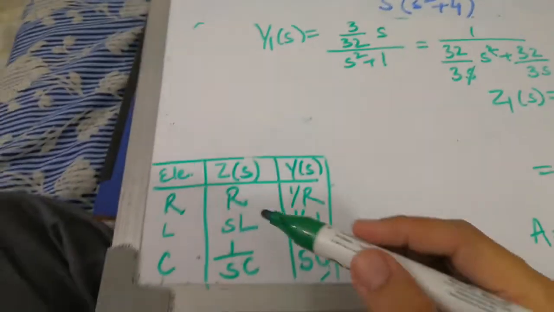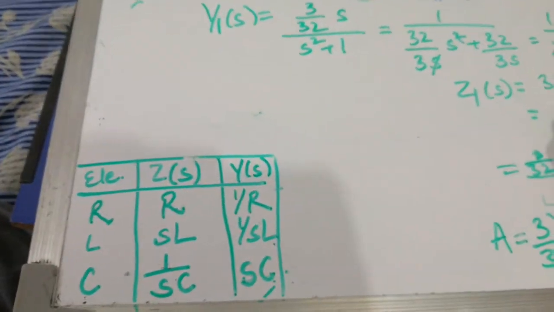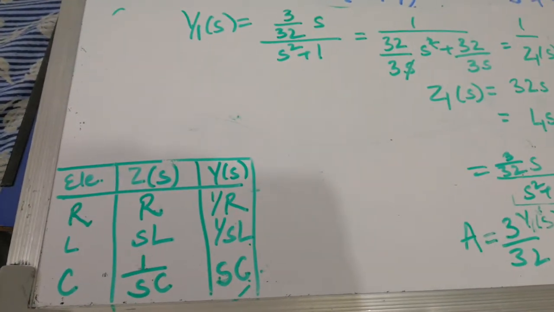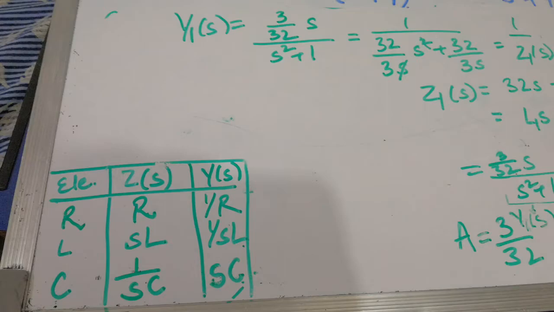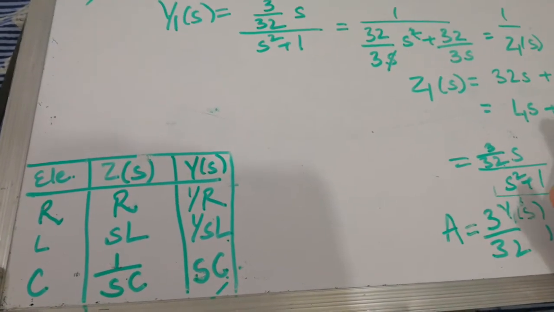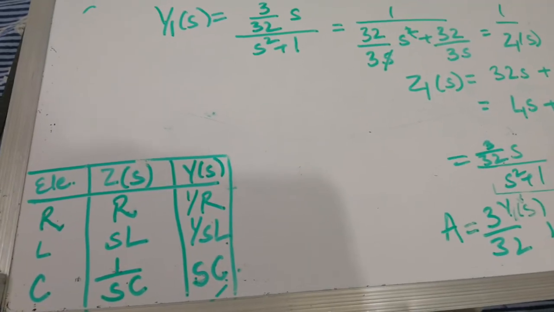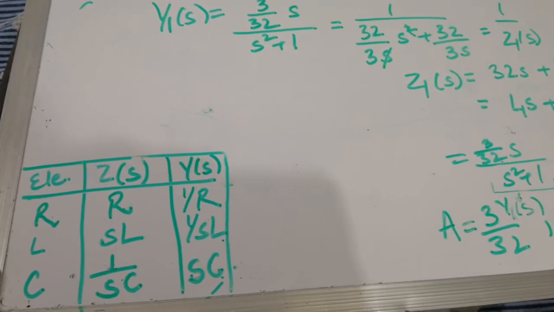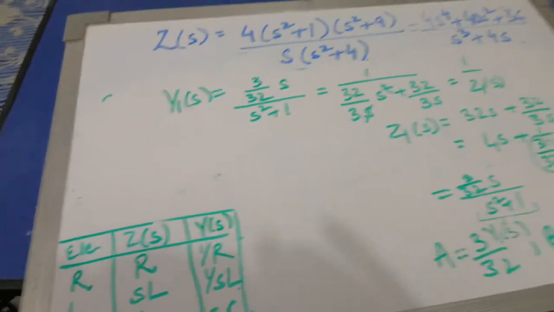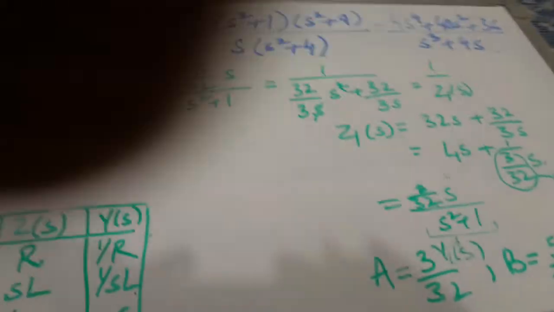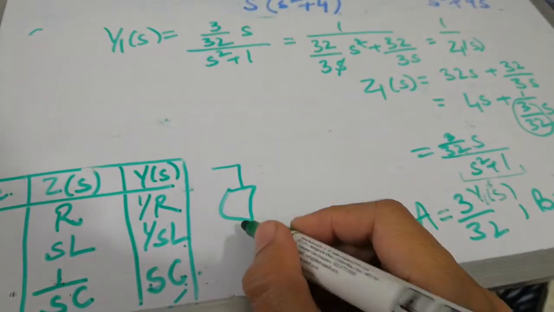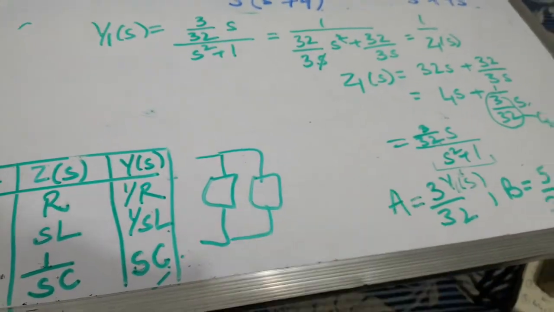If you directly look here, z1 means this is my Ls, plus this can be written as 1 upon 3 by 32 s. So this term is going to give me my capacitor value, right? So this is my first branch that I have got. So I will just make the circuit here, because I already told you that it will be in this form, parallel form it will be there.